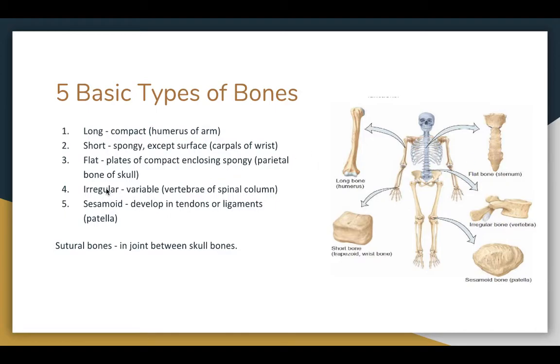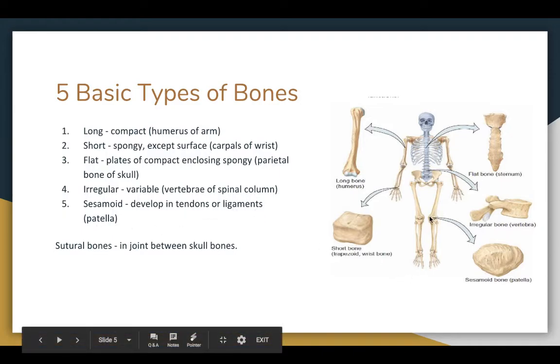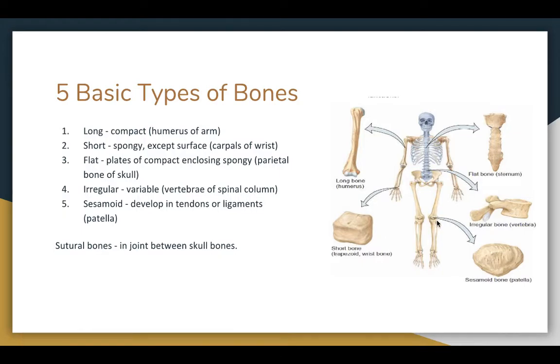Irregular bones are variable in shape and size, and also in how the different types of bone are dispersed throughout the structure. The vertebrae of your spinal column are irregular in shape. And the sesamoid bones are the types of bones that develop in tendons or ligaments, such as your kneecap or patella. So right here, it's kind of floating there, and you don't really have a kneecap until after you're born. It develops after your body grows, out of your tendons or ligaments.